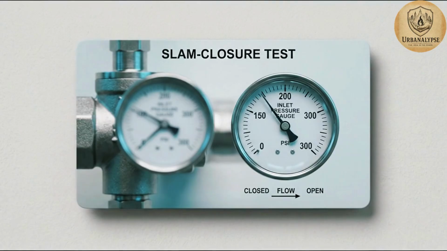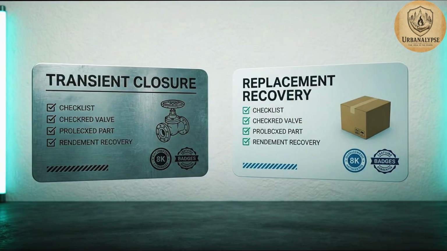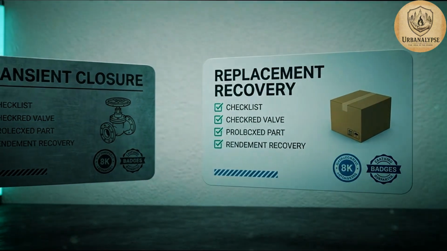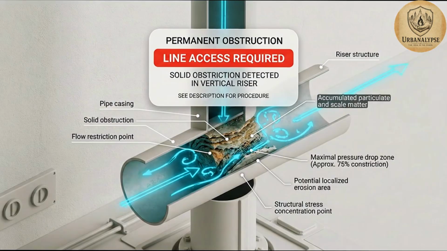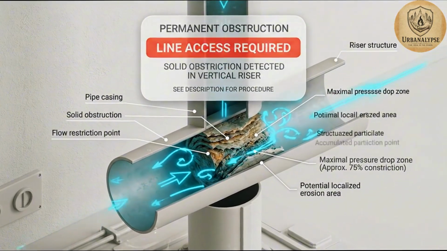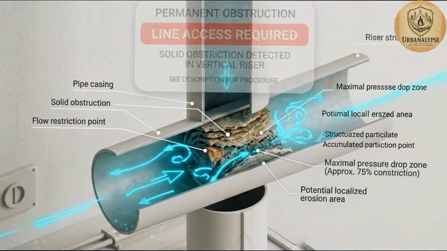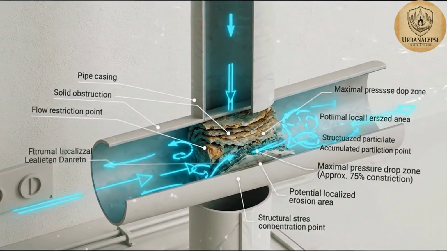For slam closure, mount a gauge on the inlet and record the pump stop transient. Hardened and ready means that test has been run. Transient closure is recoverable with a replacement. A permanent obstruction requires line access. The distinction determines the response. Full test procedure is in the description.